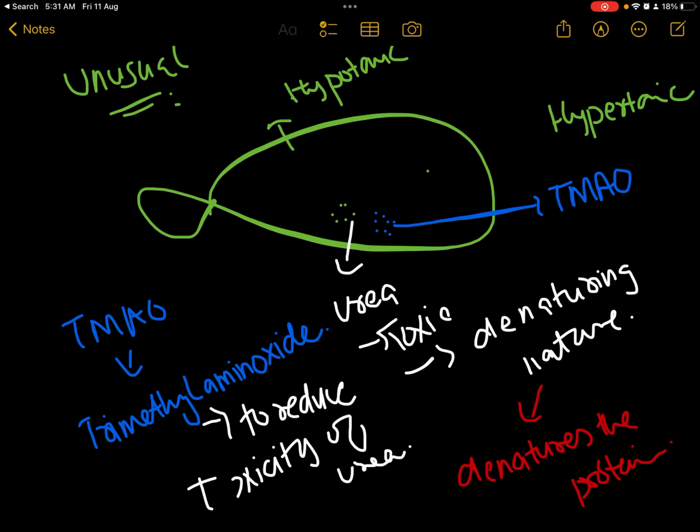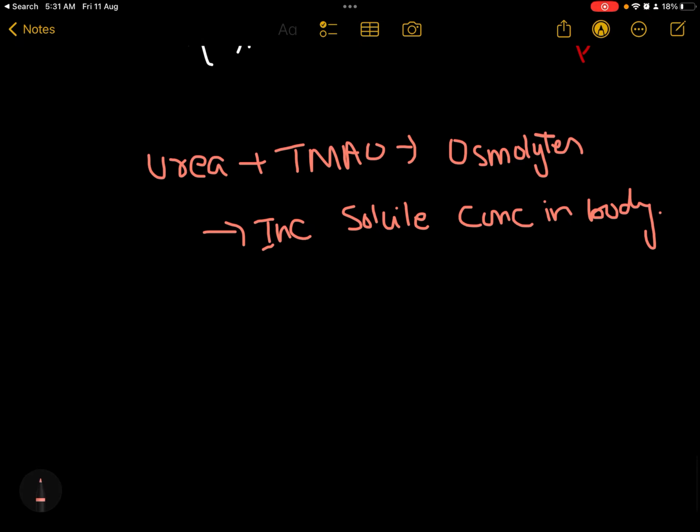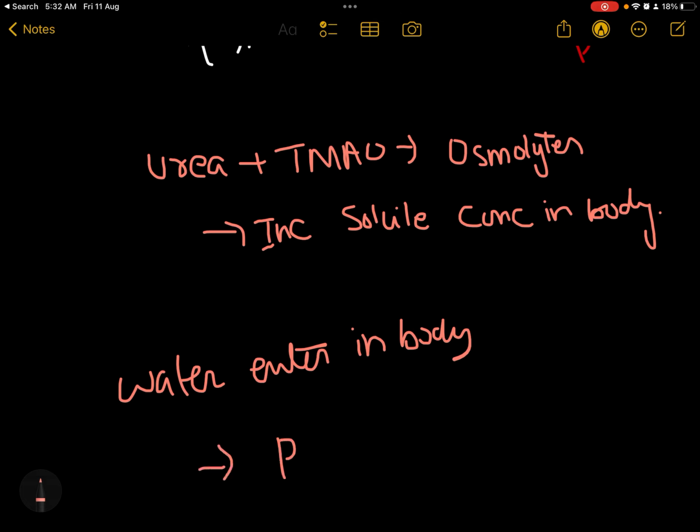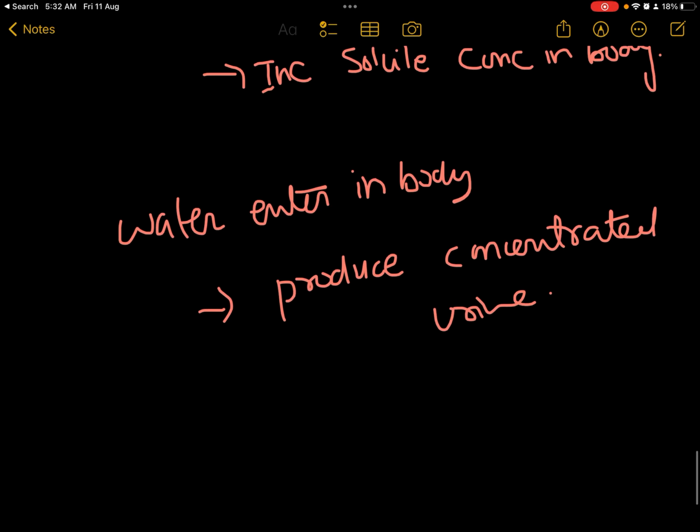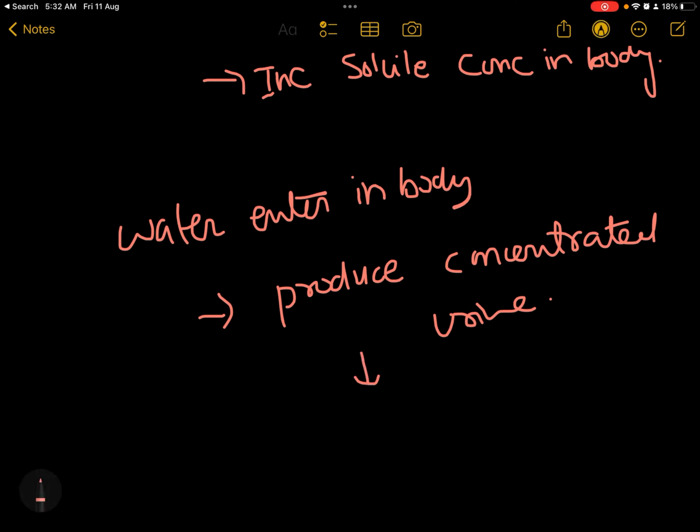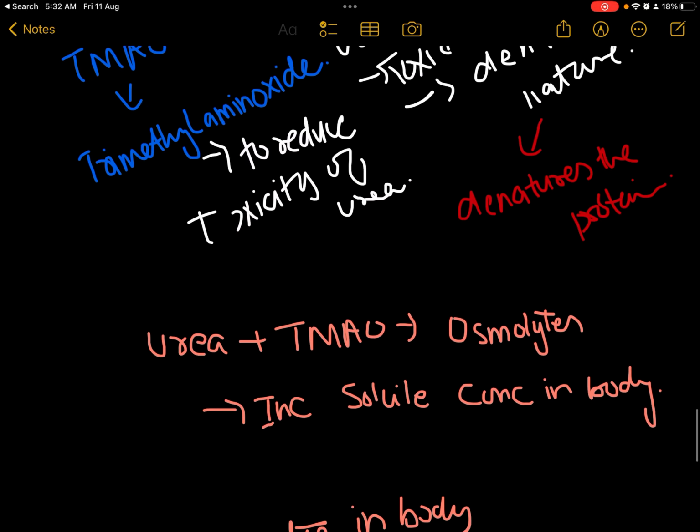So water enters the body, and they also feel flooding. In order to cope with this, they produce concentrated urine in order to remove the urea, right? So I hope this is clear to you.